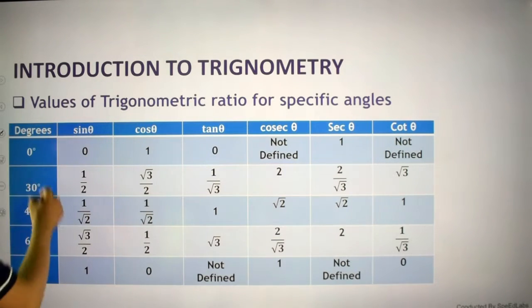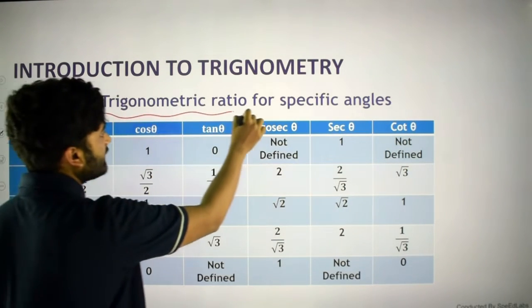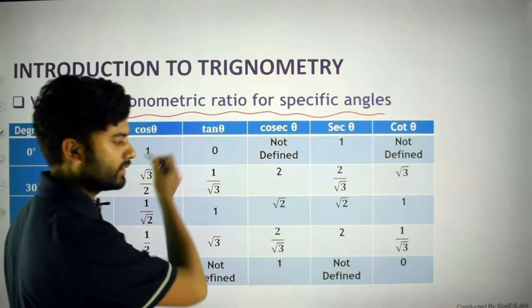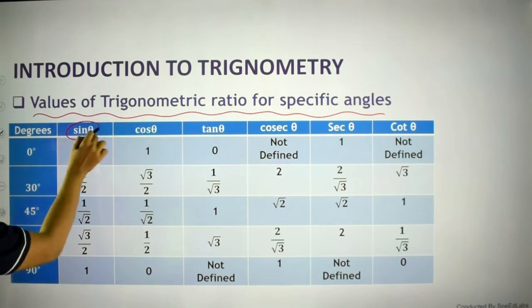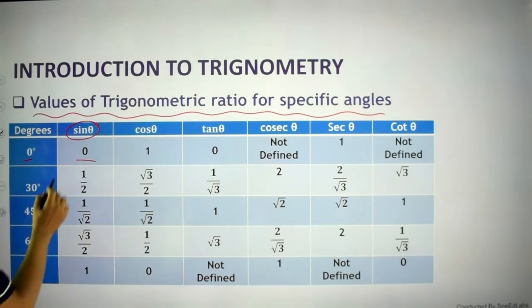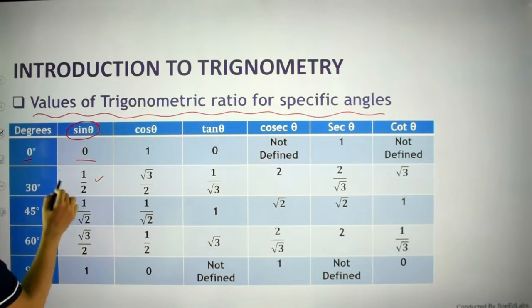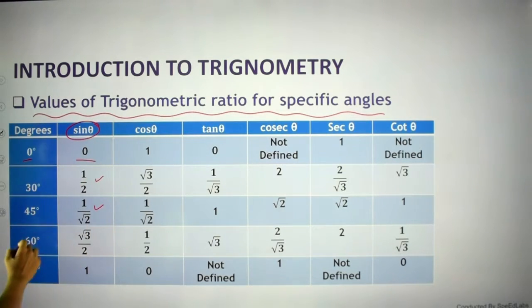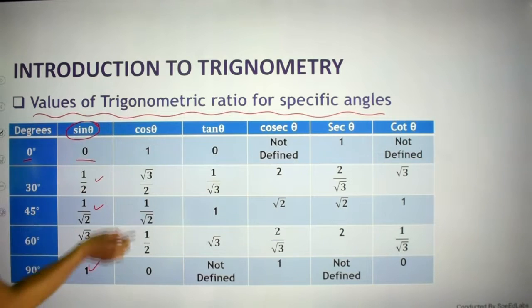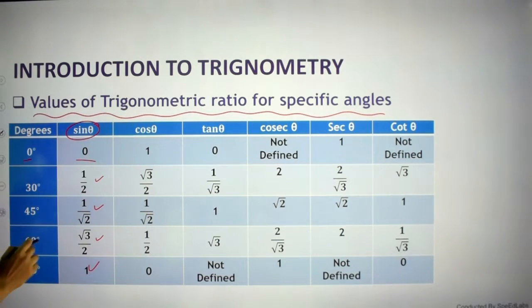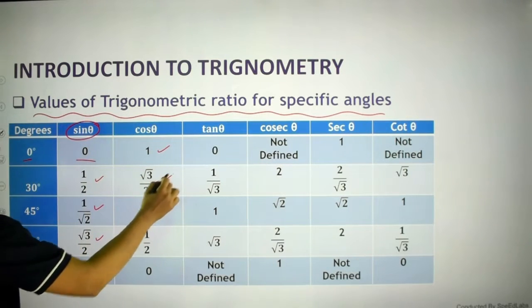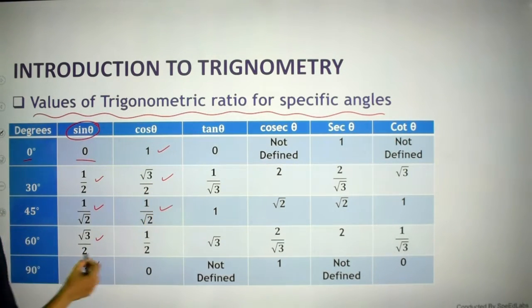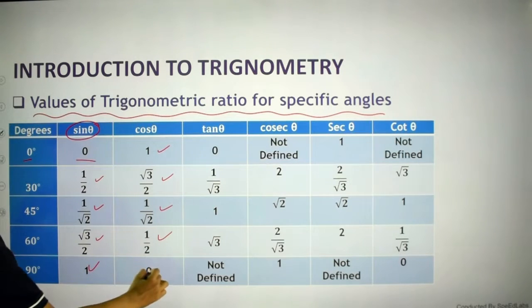The values of these trigonometric ratios for specific angles are given in this particular table. This is sine theta. Sine theta at 0 degrees is 0. Sine of 30 is 1 by 2. Sine of 45 is 1 by root 2. Sine of 60 is root 3 by 2. Sine of 90 is 1. If you reverse this order, you will get the values of the respective cos theta. Cos 0 is 1, cos 30 is root 3 by 2, cos 45 is 1 by root 2, cos 60 is 1 by 2, and cos 90 is 0.